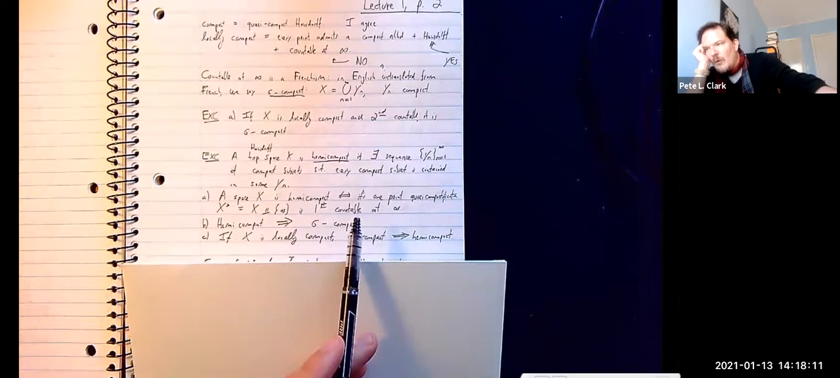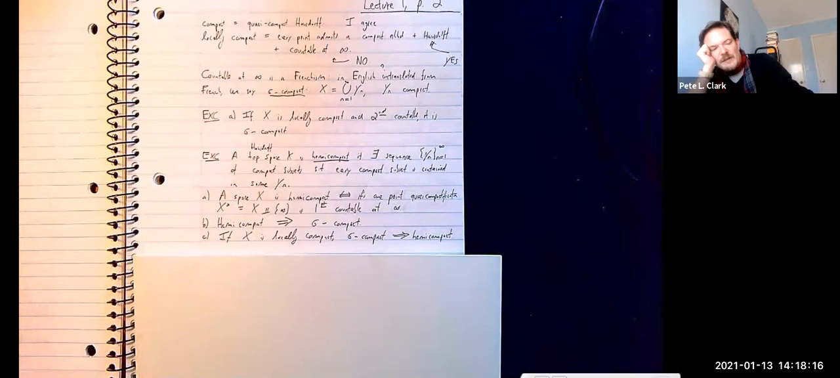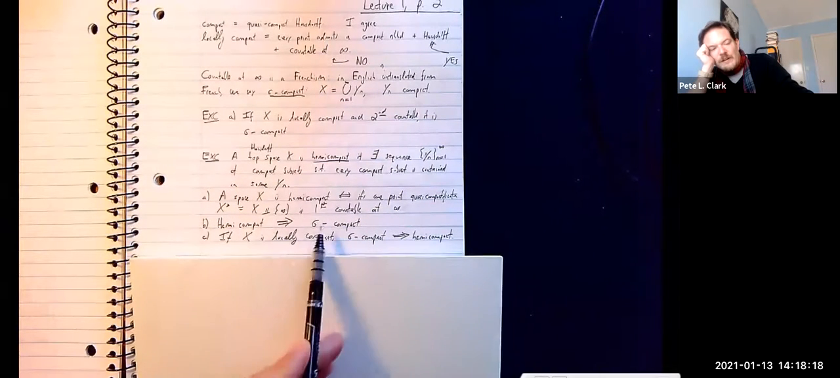And so what's the point of this? This, I think, is where the term countable at infinity comes from. In general, hemi-compact, however, is stronger than sigma compact. So this is a little bit dangerous.